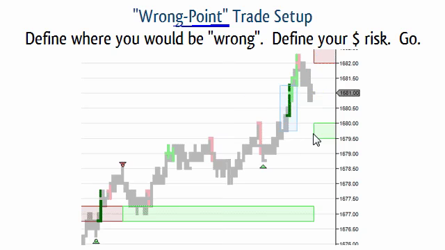So hopefully that makes sense. It's also a very powerful concept. It's one that I use a lot in my personal trading as well. It's the wrong point idea.